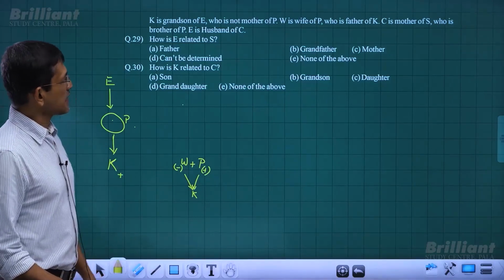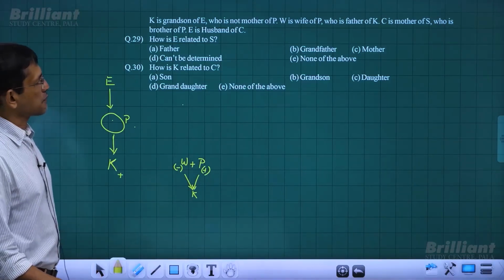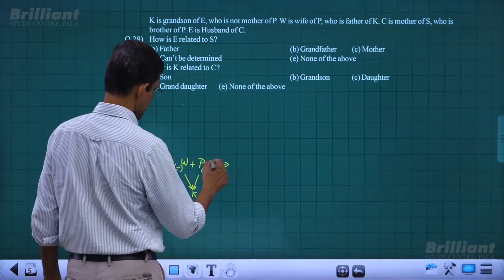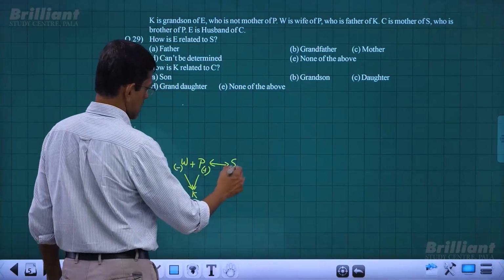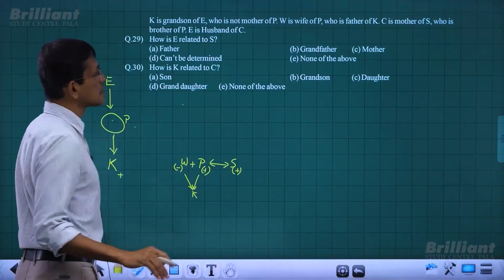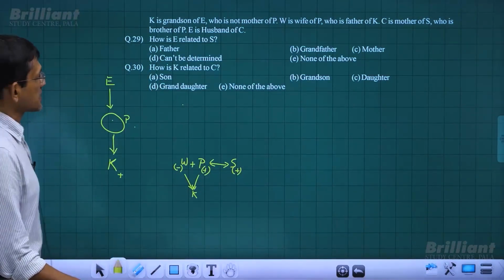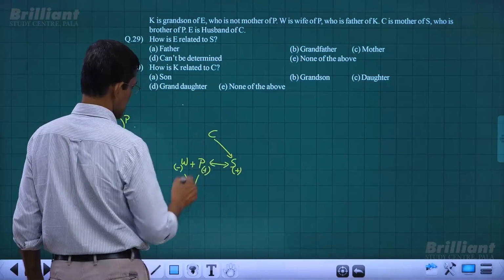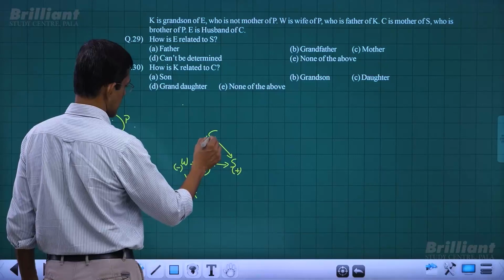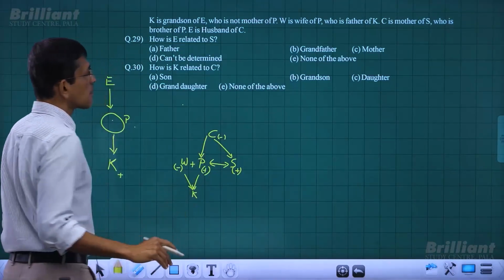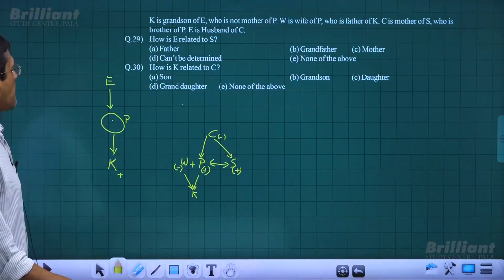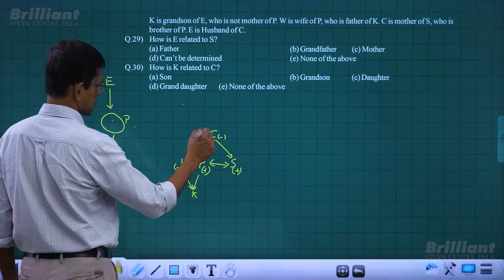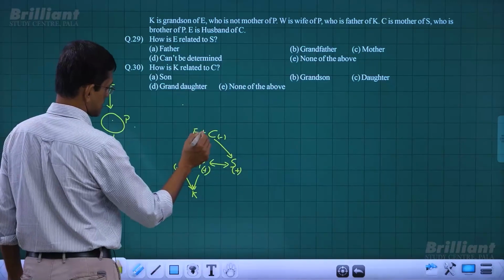Then C is the mother of S, who is the brother of P. So S is the brother. And C must be the mother of S. So that means C is the mother of P as well. And E is the husband of C. E must be the husband of C. So C is a female, E is the husband.